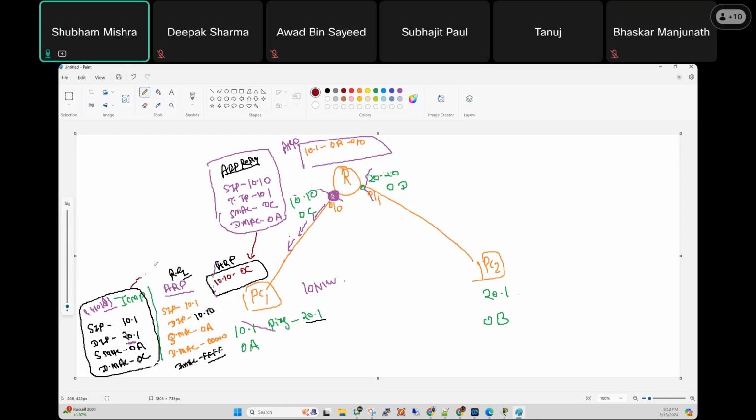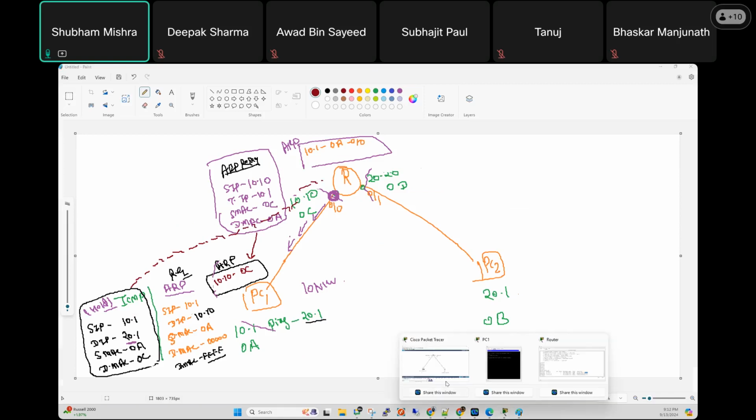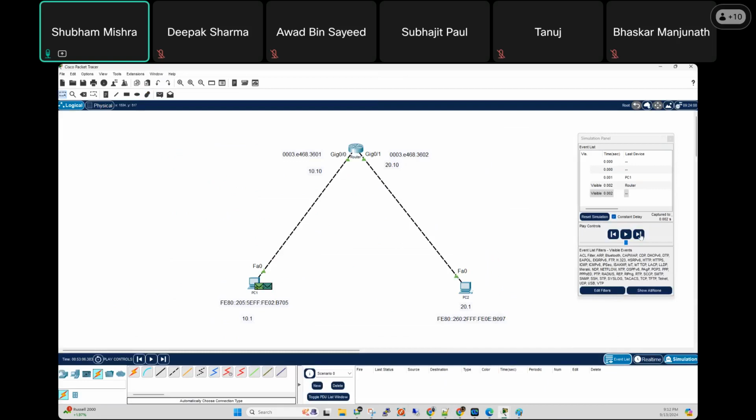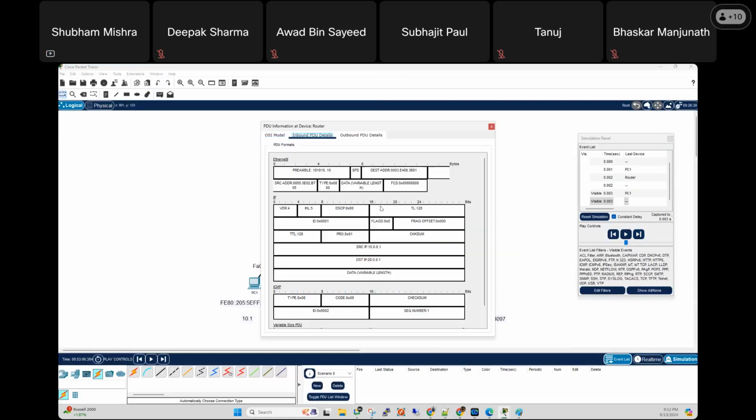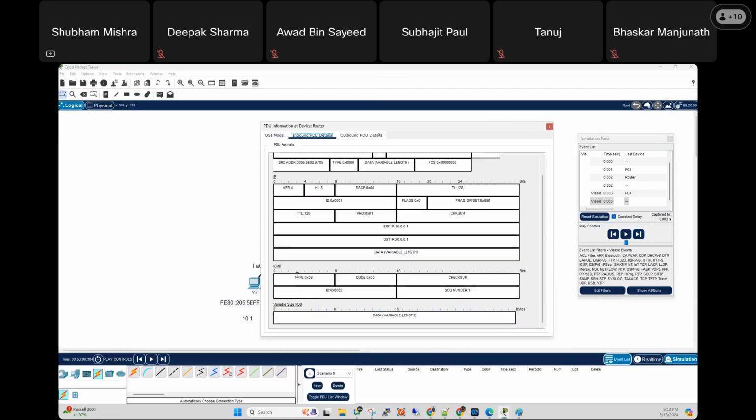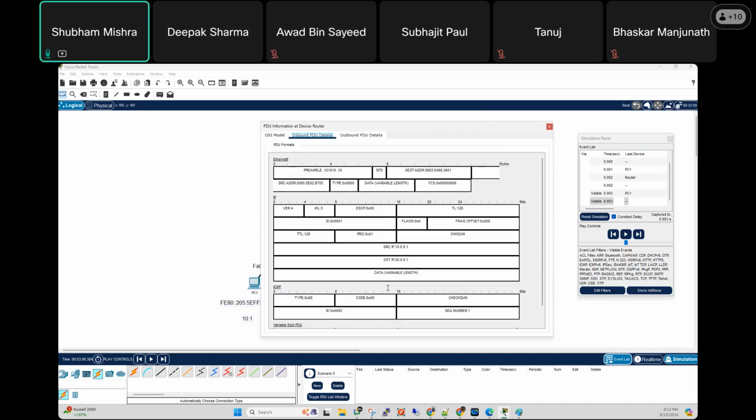PC number 1 now sends this ICMP packet which was on hold. This was on hold previously. Why? Because the destination MAC was missing. But now in this ICMP packet the destination MAC is already filled. Right, everyone? Tell me yes or no. Okay, see, now the PC sends it. I am opening this packet. This is the ICMP packet the router receives. Yes or no?